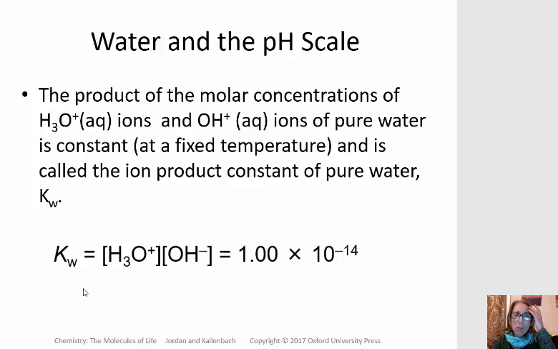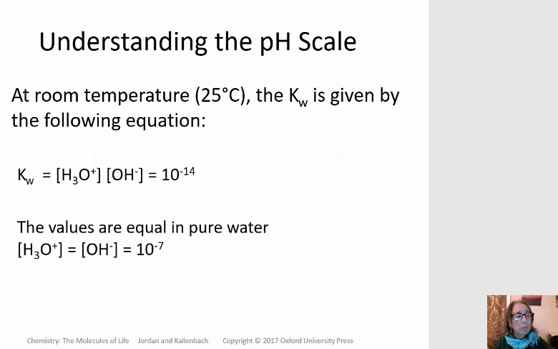So when you see Kw, what that means is we're multiplying the concentration of hydronium times that of hydroxide, and it always has to equal 1 times 10 to the minus 14th. So in pure water, the concentration of hydronium is equal to hydroxide, and it's tiny, 10 to the minus 7th. So that's 1/10,000,000th of a molar, 1/10,000,000th moles per liter.